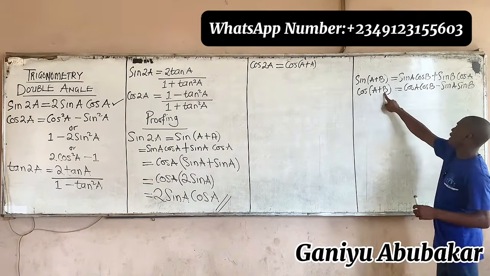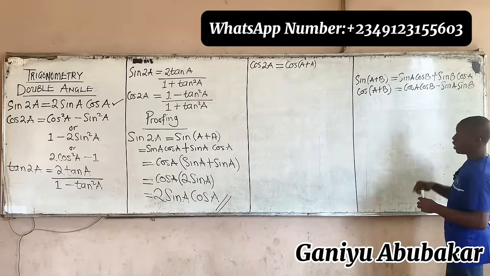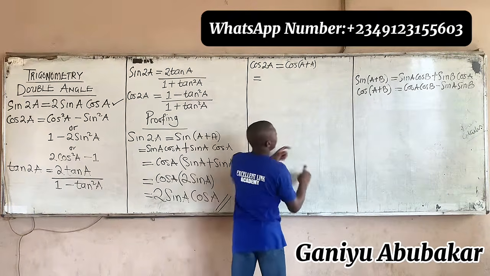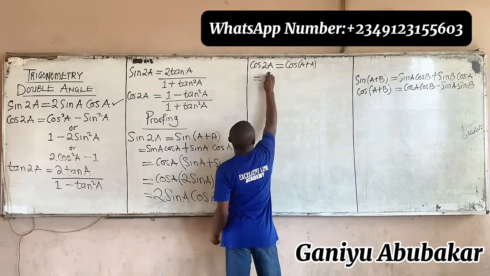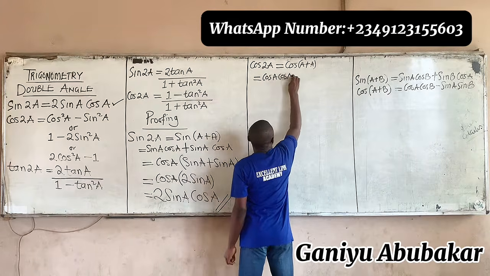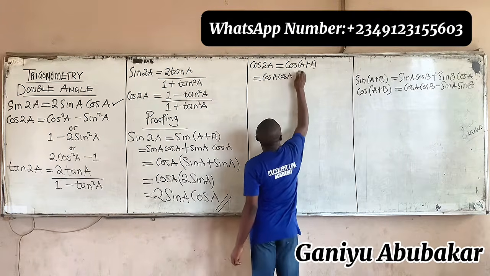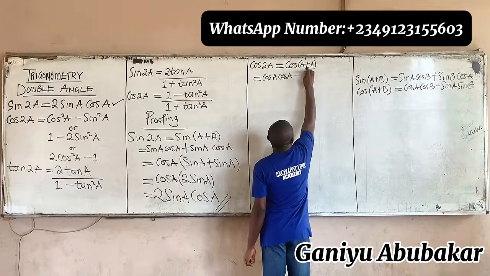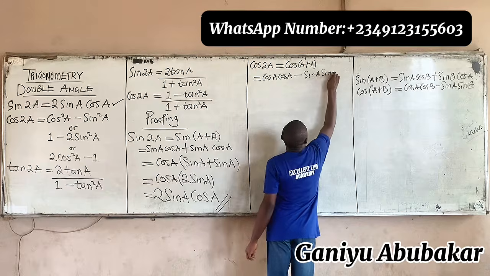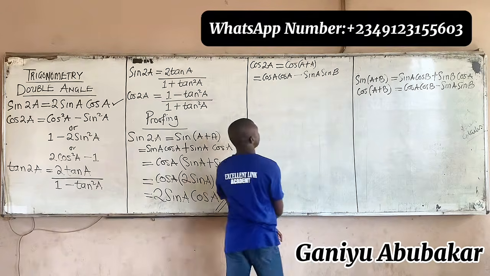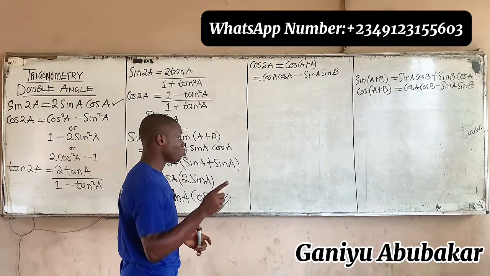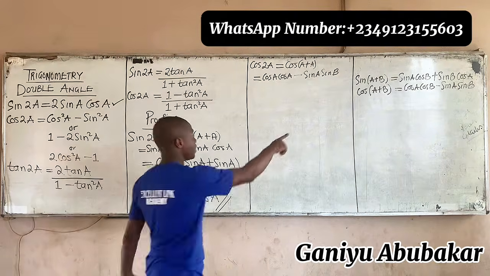If this was A and A, so everything will be in terms of A. So this is now equal to cos A cos B, so in this case it becomes cos A cos A, minus sine A sine B. So note that when it comes to cos (A + B), I have that expression.